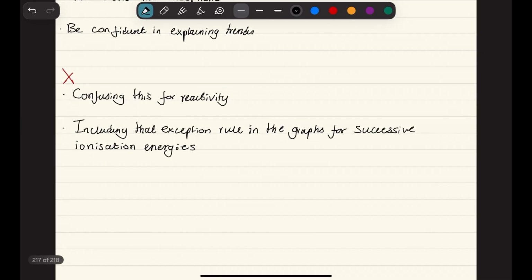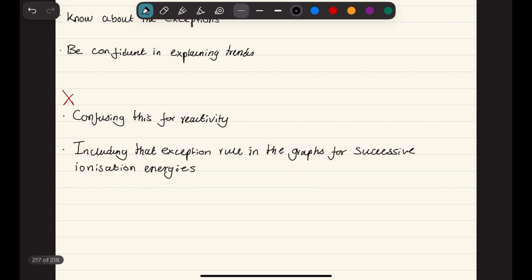Yep. Next thing, what you don't do: confuse it for reactivity. I think because the explanations are relatively similar, and we'll get through it in the next video, but because they're relatively similar, some people think about ionization energy as like the reactivity, and it just isn't. So don't confuse those two concepts.